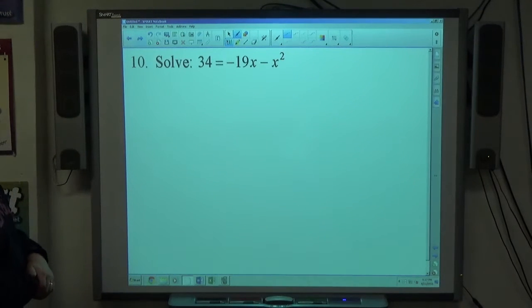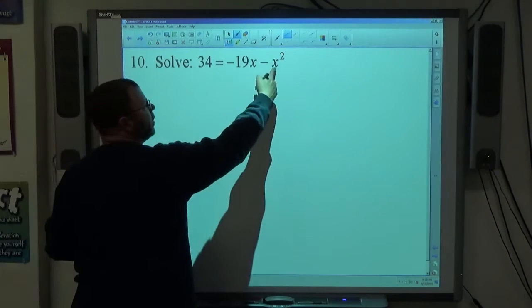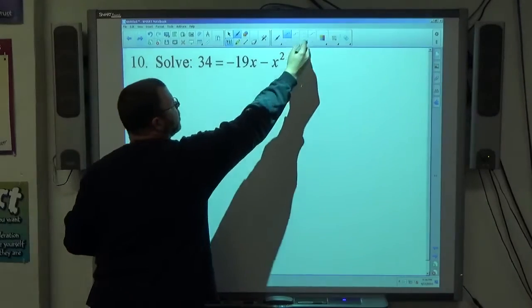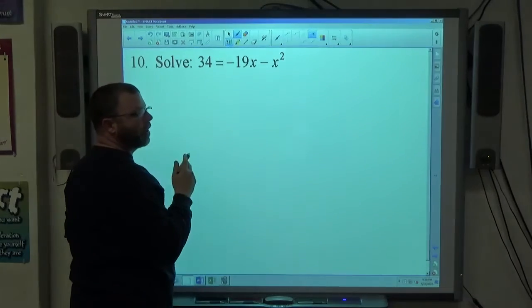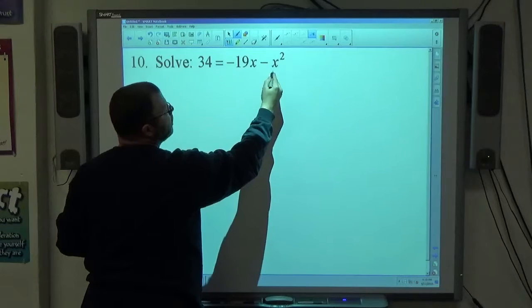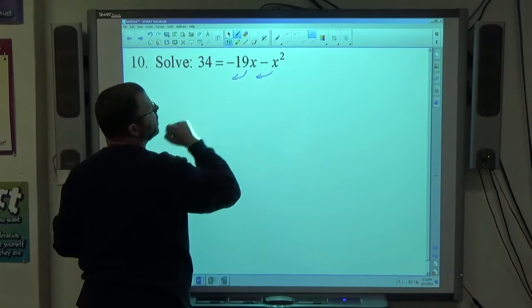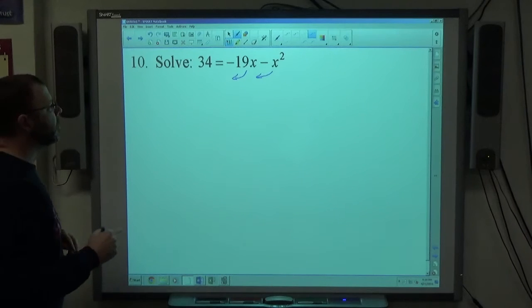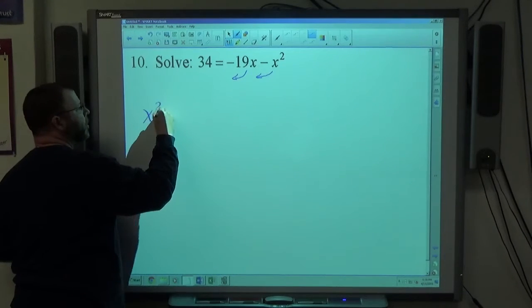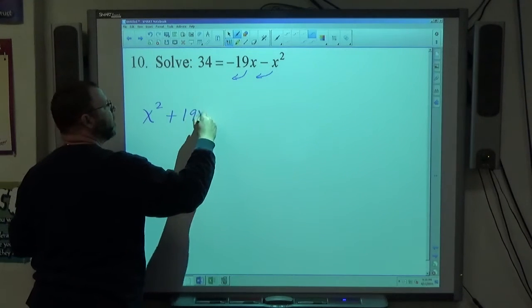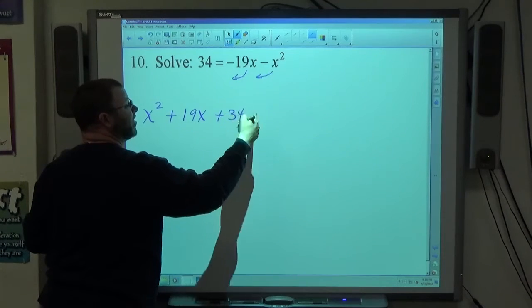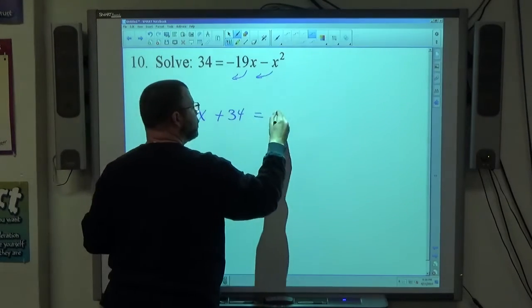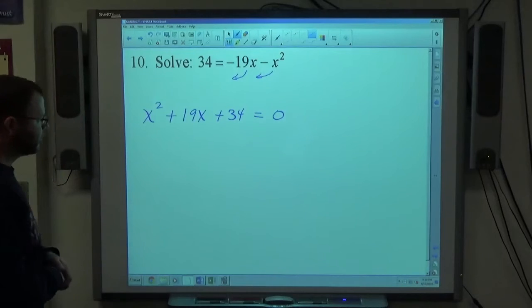Number 10, solve. It's a quadratic equation. I see an equal sign, I see an x squared. So job 1 is to get everything on one side. I want x squared positive, so I'm going to move x squared and 19x over to the left, leaving 34 on the left. I want descending order equals 0. So x squared becomes positive, 19x becomes positive, 34 stays positive because it stayed on the left, equals 0 since nothing is now on the right.